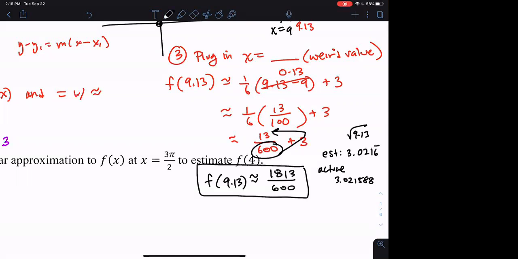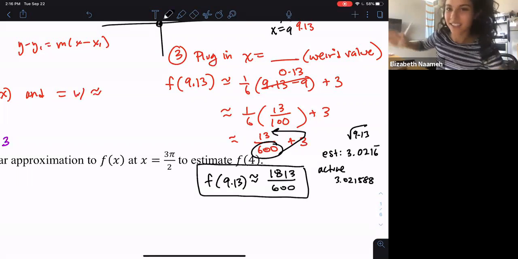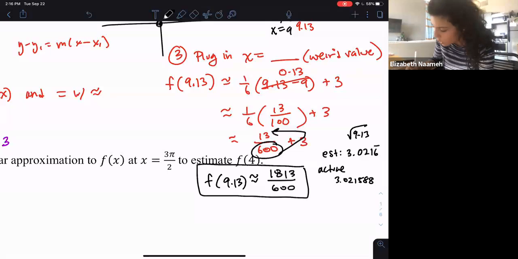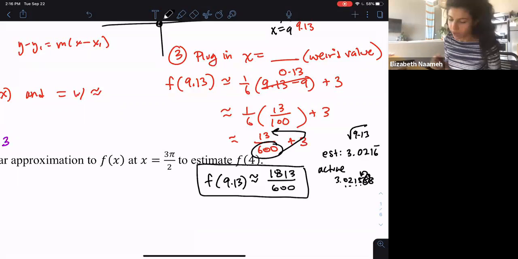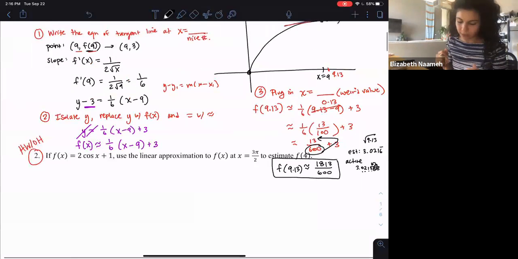Holy hell, you guys! Using calculus, using the tangent line approximation, we got this accurate to 1, 2, 3, 4. If you round that up, we would be accurate to 4 decimal places. Let's go, that's how close we are. That is such a trip. So that's the tangent line approximation.